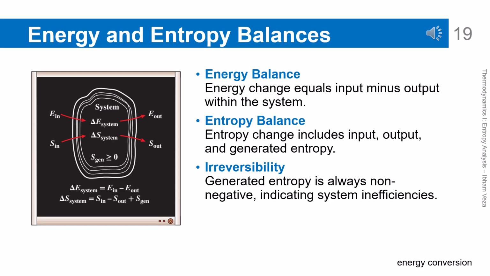Energy and entropy balances. The energy balance states that the change in system energy equals energy input minus energy output. The entropy balance adds one important term, which is entropy generation due to irreversibilities. Entropy generation is always zero or positive, never negative. This is a quantitative statement of the second law of thermodynamics. With these two balances, system performance can be analyzed more completely.